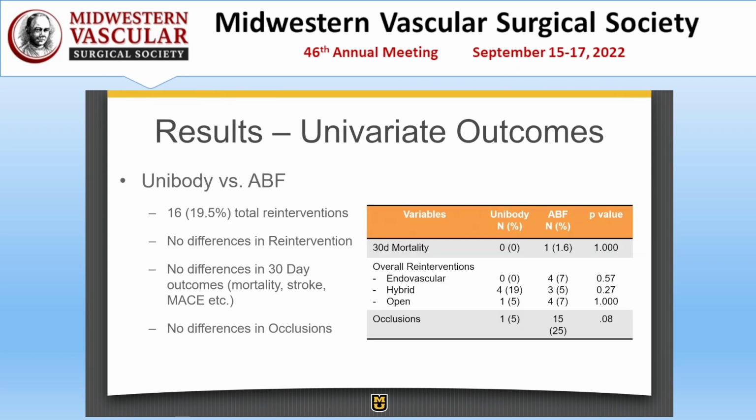When we look at our univariate outcomes and our cohort as a whole, we found that 19.5% of our cohort required reintervention after a graft was placed, whether that be unibody or ABF. However, when we split that into unibody and ABF groups, there is no difference in reintervention between placement of a unibody or an aortobifemoral bypass. Similarly, when we look at our 30-day outcomes, such as mortality, stroke, or major adverse cardiovascular event, we again see no difference between the two approaches. Finally, we also see no difference in occlusions for patients that received a unibody versus ABF.